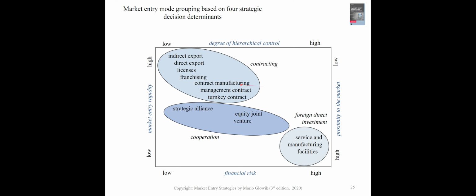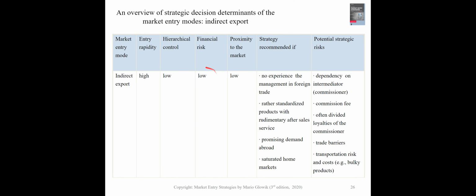And which market entry mode is suitable for us, depending on our environmental analysis and depending on our own resource strengths and weaknesses. Let me summarize in the following chart. We have a contracting mode called indirect export. That means export through a commissioner. And that strategy is recommended if we have almost no experience in international businesses.